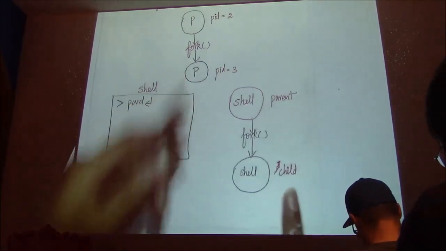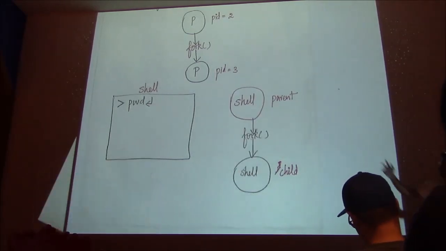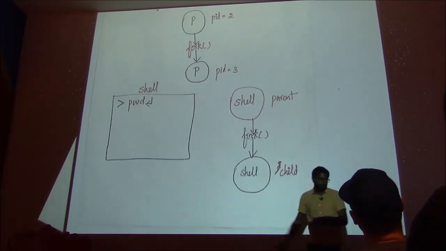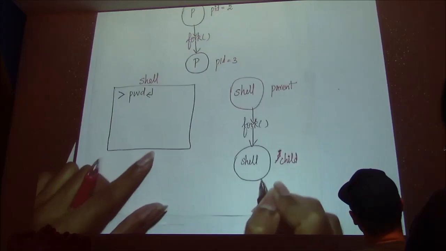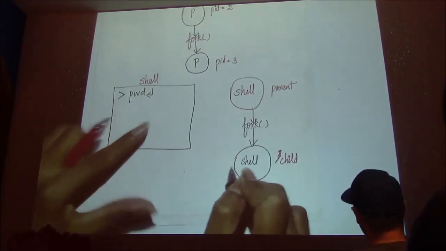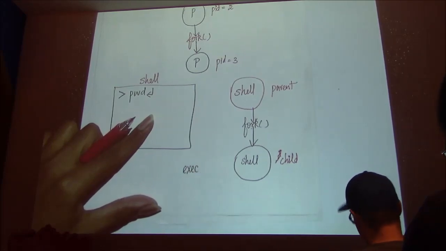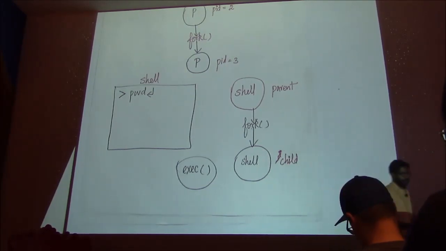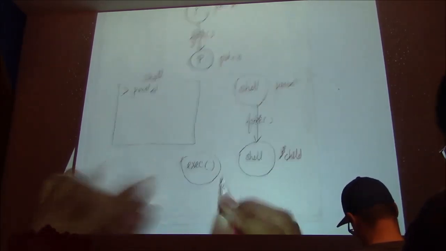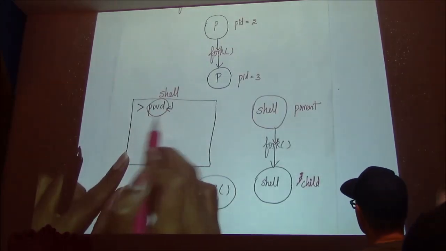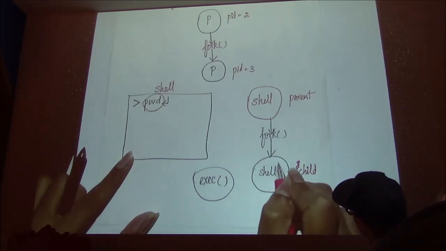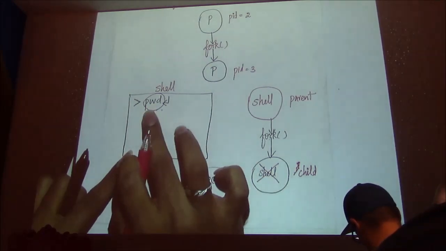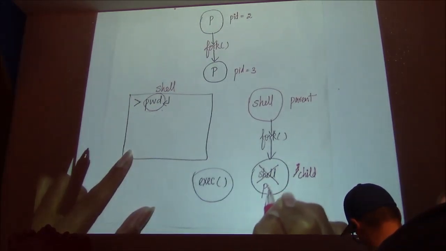Inside this child, which after this fork still has the same code, data, stack and heap, internally we will call one more system call, exec, which is also very interesting and usually used along with fork. What exec does is, it tries to find out what program they are trying to execute in the shell. It overwrites this program's code and data with the code and data of the program pwd.